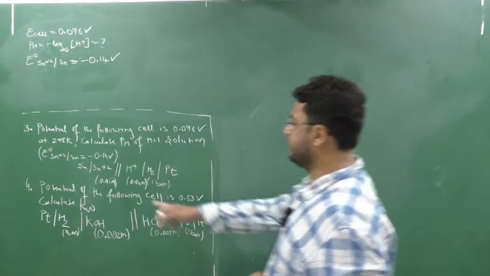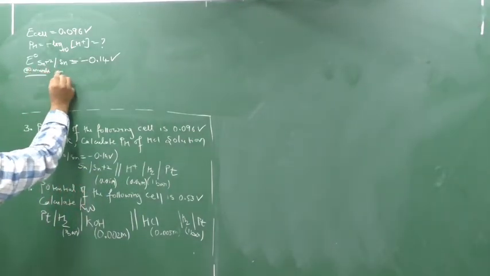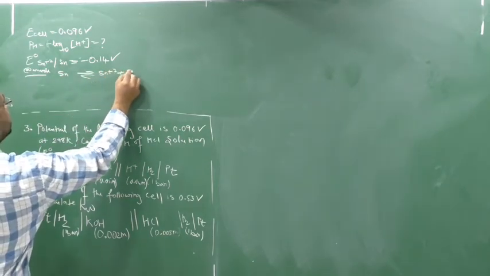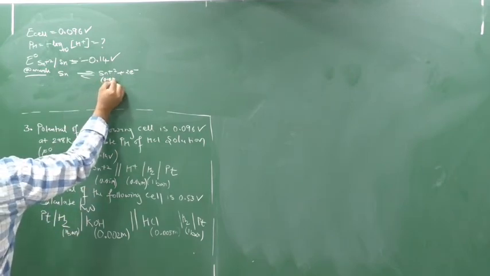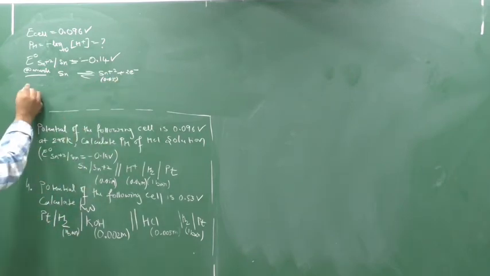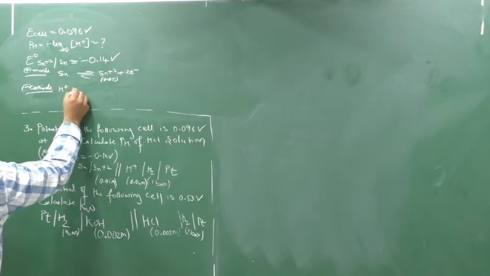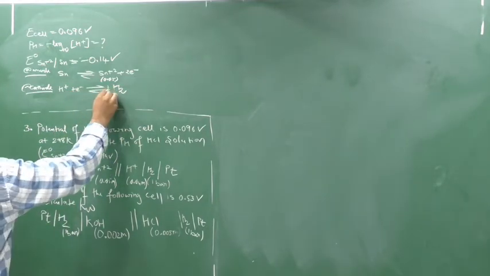Now see, here they have given the reaction at anode, so directly I will start with the reaction at anode. At anode, Sn gives Sn plus 2 plus 2 electrons, and Sn plus 2 here is 0.05. At cathode, H plus plus electron gives H2. Here I will write it as half.